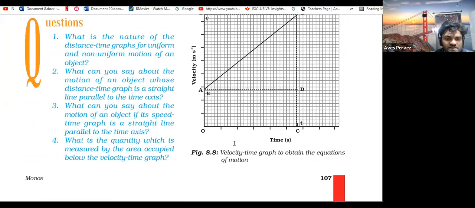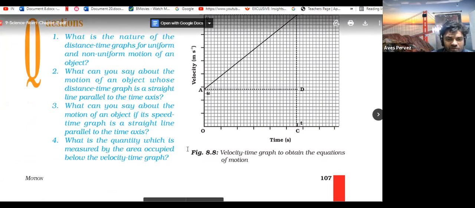What is the nature of the distance time graph for uniform and non-uniform motion? You know very well that the nature of the distance time graph for uniform motion is a straight line, and for non-uniform motion it is a curved line.